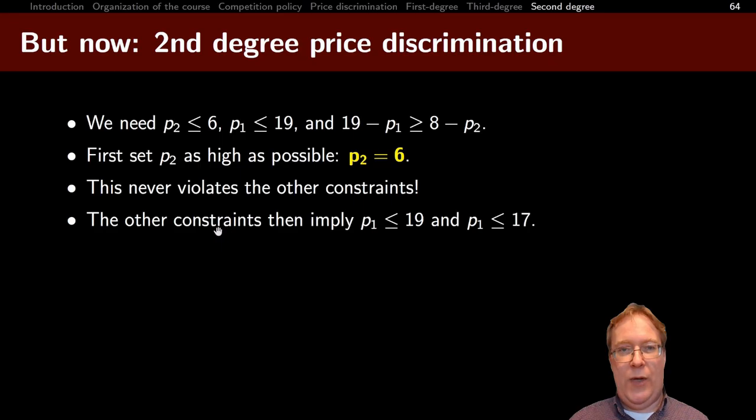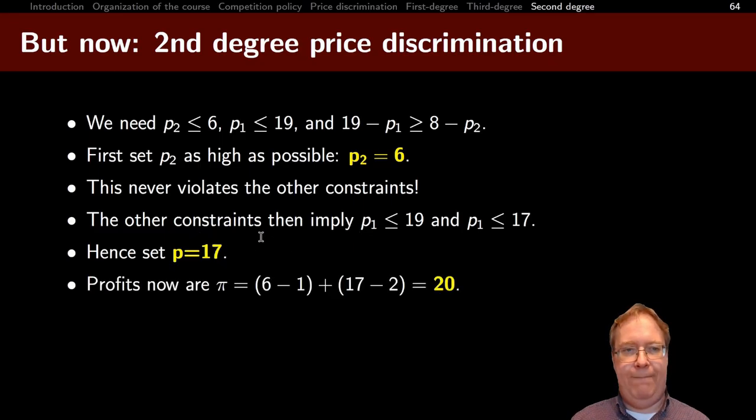So then the other constraints simplify to P1 smaller than or equal to 19, that was this one. And if I plug in a price P2 equal to 6 here, and I rewrite it a little bit, I get P1 smaller than or equal to 17. Okay, so P1 has to satisfy these two constraints, so obviously I want to set it as high as possible such that both are satisfied. So I have to set P1 equal to 17.